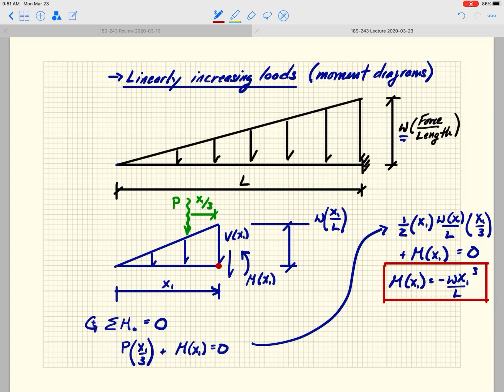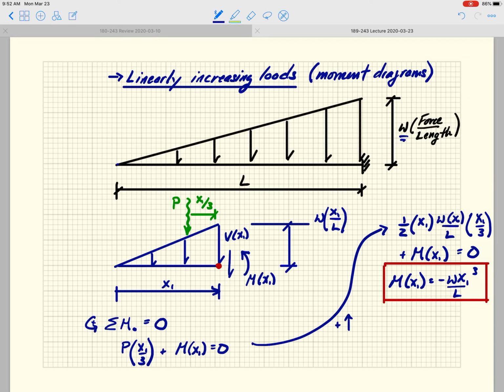So a couple things to point out here. First, the moment diagram is now third order. If you remember, we had a constant uniform distributed load, and our moment diagram was a parabola. Now we have a linearly increasing load, so our load is first order, so our moment diagram is third order, always 2 orders more than the applied load.